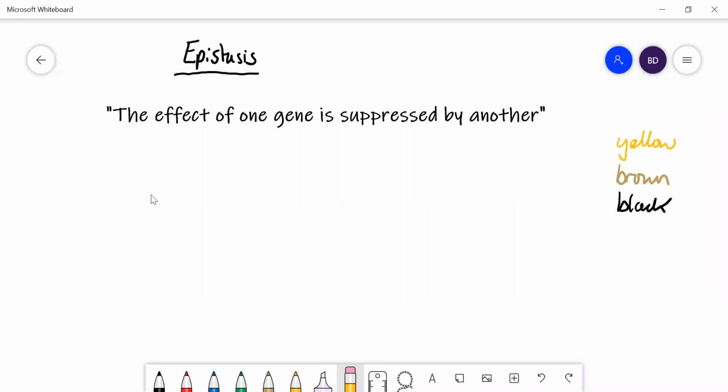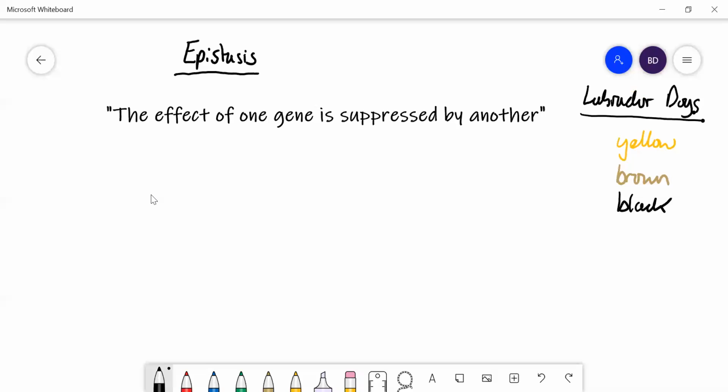Okay, we're going to talk about the phenomenon of epistasis. This is where the effect of one gene is hidden by the effect of another one. There are lots of different examples. The one I'm going to use is the coat color in dogs, in labradors. And they can be yellow, black, or brown. So let's see what's happening there.